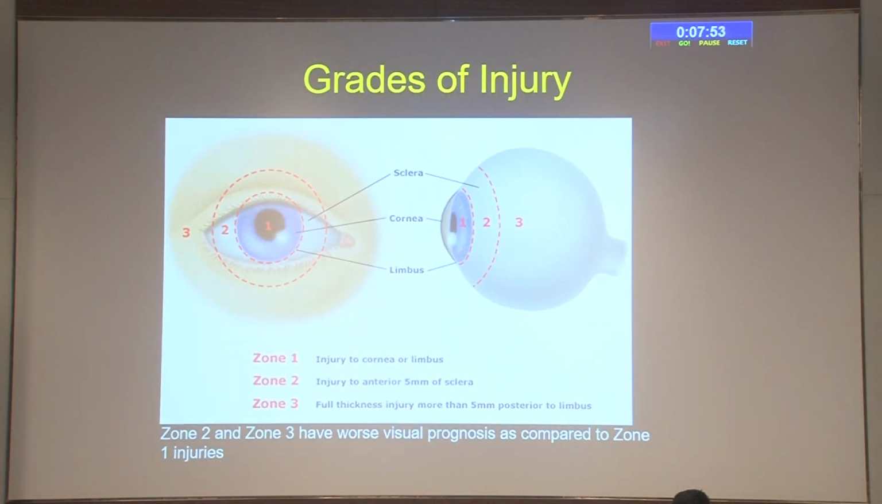Once you classify the injury, then you have to grade the injury: grade 1, grade 2, grade 3. Grade 1 is limited to the limbus. Grade 2 is up to 5 millimeters beyond the limbus, and grade 3 is beyond 5 millimeters into the sclera. So grade 2 and grade 3 have a lesser, or bad, prognosis than grade 1.